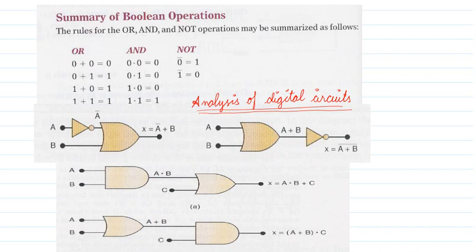Okay, now we look at this part. Look at this circuit. Input is A and B coming to the OR gate. So the output is A plus B, and a NOT gate is there. So whole bar A plus B whole bar are complemented, entirely complemented.